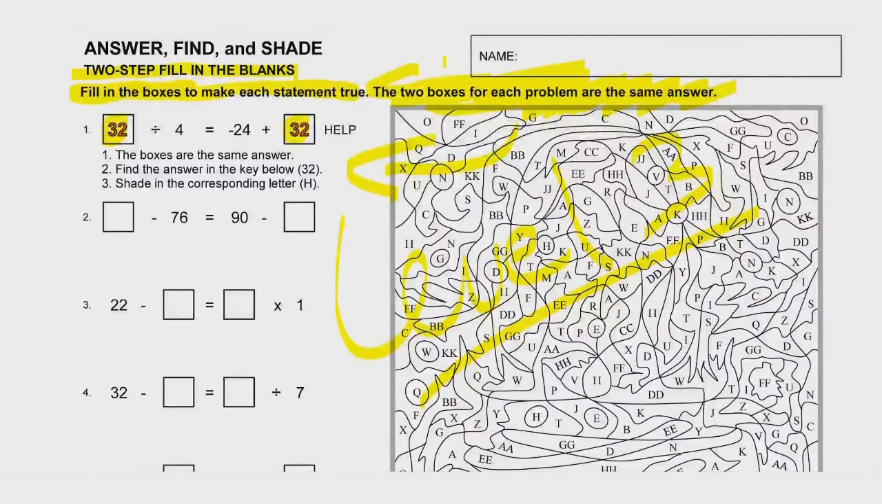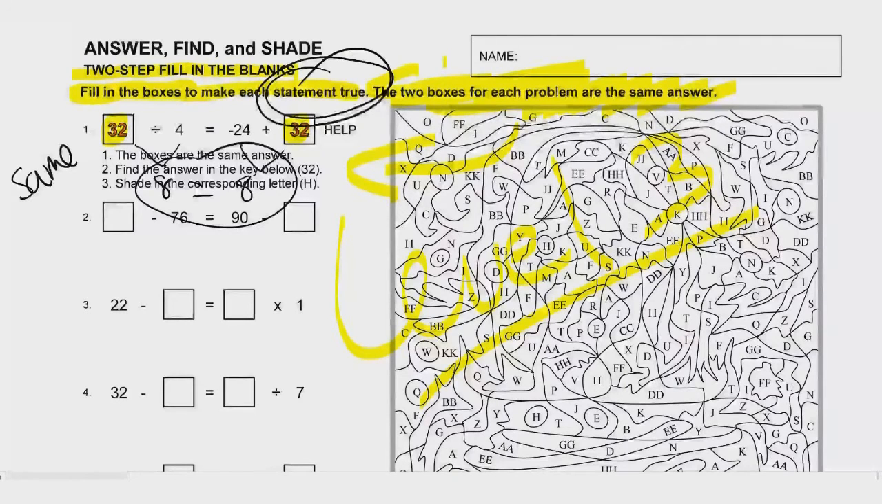And you might be asking, well, why did they pick 32? Well, 32 divided by 4 is 8, and negative 24 plus 32 is 8. So they are equal, or both sides are the same, or the statement is true. And that's all we have to do.